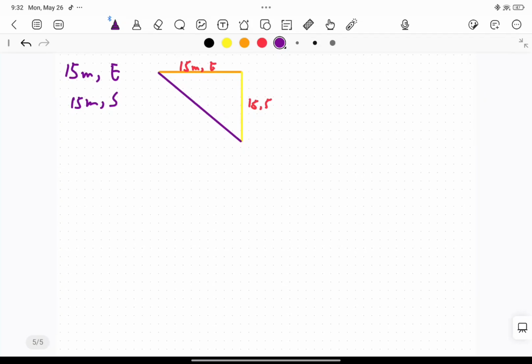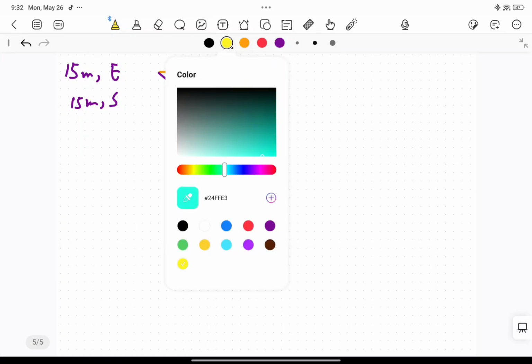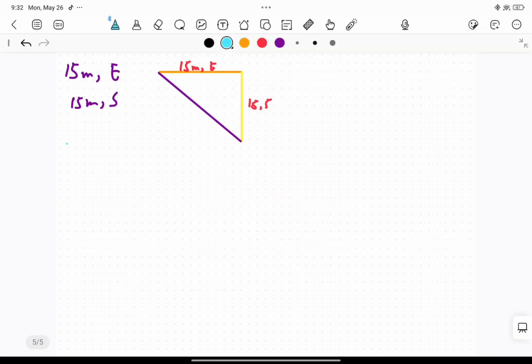Since we already have our right triangle, we can now use the Pythagorean theorem. Again, the Pythagorean theorem states that c squared is equal to a squared plus b squared. We can assign first the letters. We have here a, b, and c. Then substitute the values into the formula.